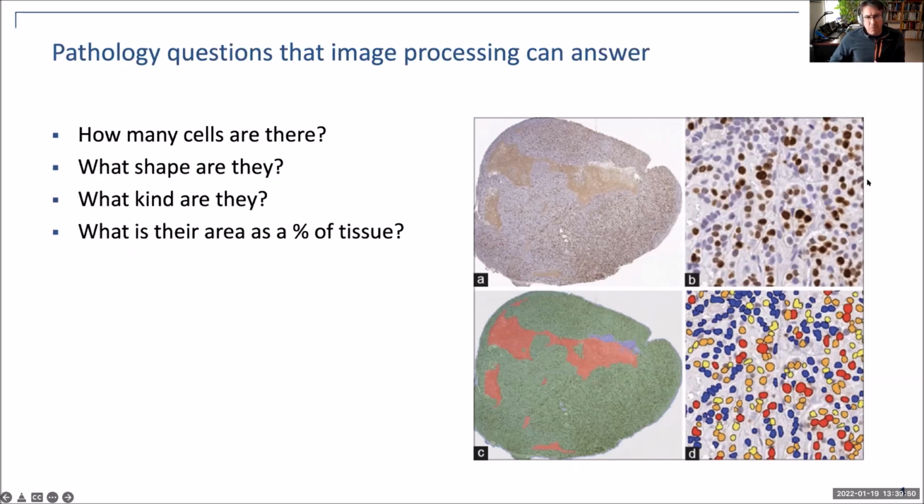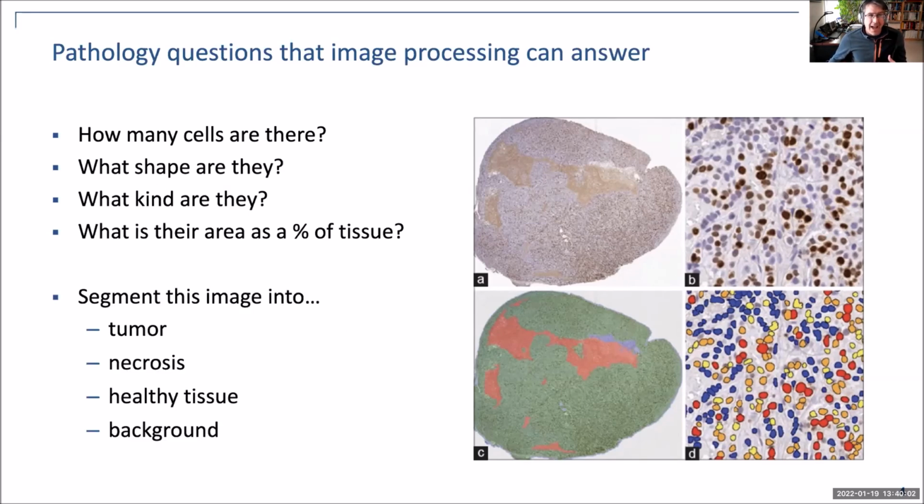And some of the questions that people may want to have answered are related to counting, morphology, classification, and overall statistics about an image. And then also segmentation of images into different classes of things. Tissue, is it necrotic? Is it a tumor? Is it healthy tissue? Or is it none of the above? Is it just the slide background? So at a high level, these are the main image processing tasks in digital pathology.